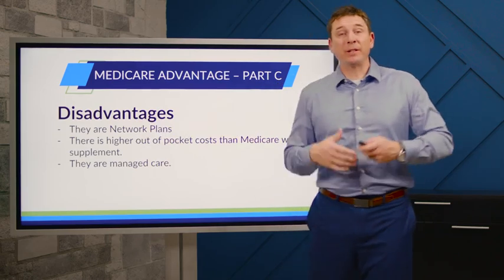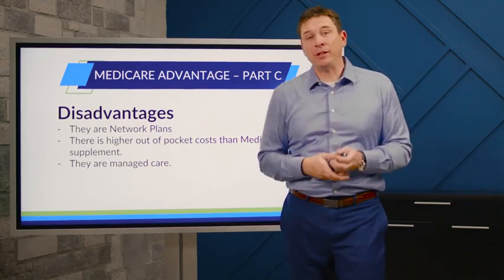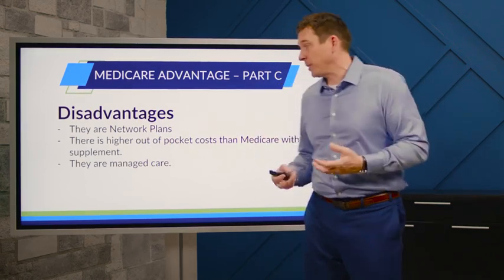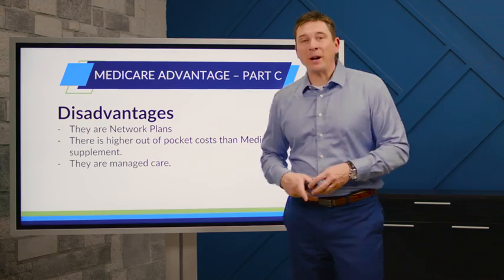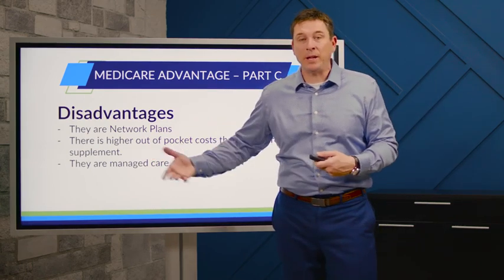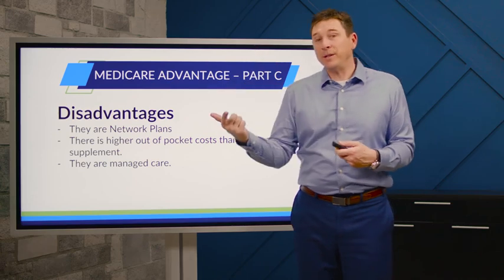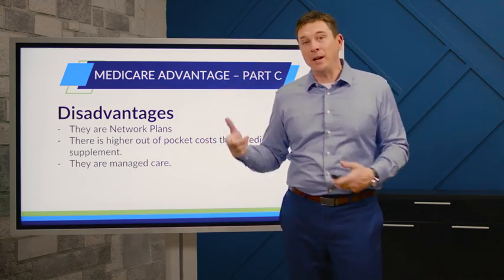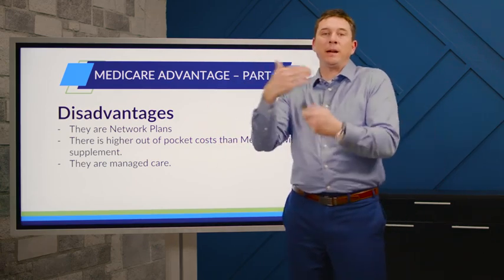So one of the first disadvantages, they are a network plan. It's something that you're going to want to pay careful attention to. Also, there's higher out-of-pocket costs with Medicare Advantage. If you go with Medicare and a supplement like a Plan G, again, no network, $257 annual deductible, and that's it. When you go with an Advantage plan, you're going to pay as you go.